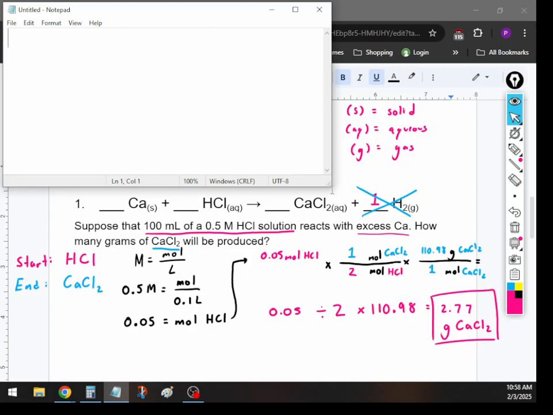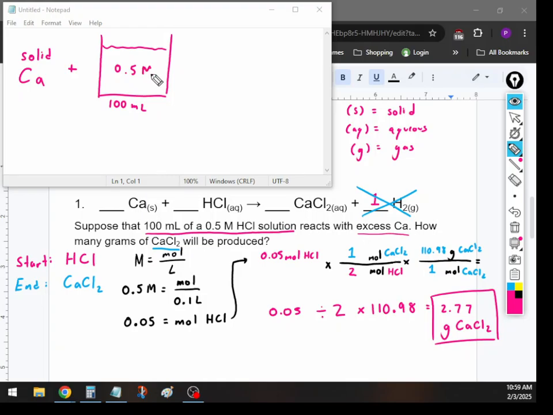Great question. All right, so just to help you visualize what's going on, I want you to draw this on your paper. This problem is basically telling you that if you have solid Ca, and you combine that with a solution that is 100 milliliters of 0.5 molarity HCl, and you mix these two things together, you are going to make 2.77 grams of CaCl2 inside of a solution. That's pretty much what all this math is telling us. Since it's aq, it's going to be dissolved in water. And this is what you'll be doing in your lab. I'm going to have you mix solutions together, and you're going to be drying it out to figure out how much of a different chemical you made through that mixing.